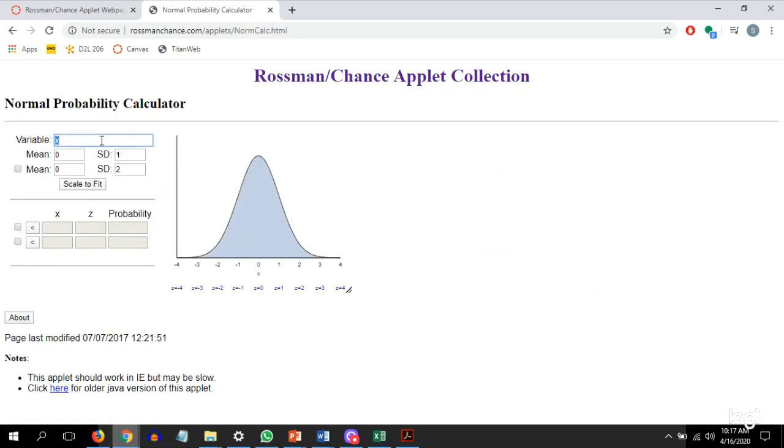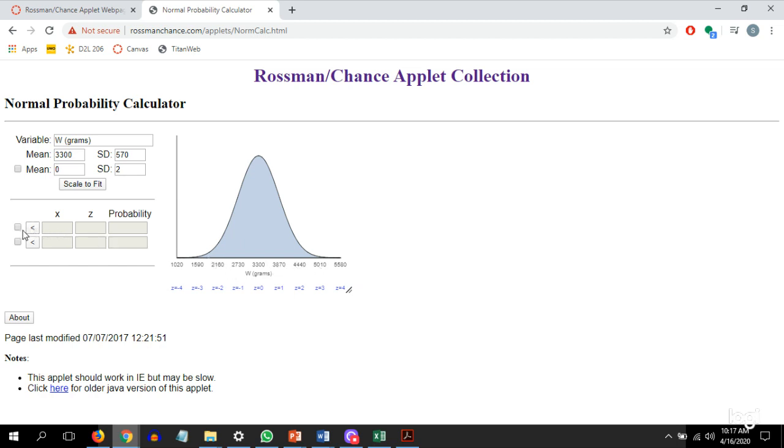My variable is going to be, I'll use W for birth weights. My mean is 3,300. Standard deviation is 570. And again, no picture right now until I scale to fit, and then I get the picture that I just drew.